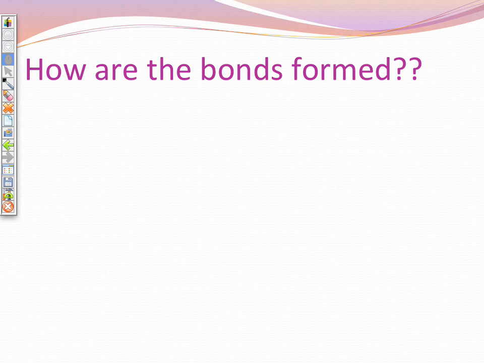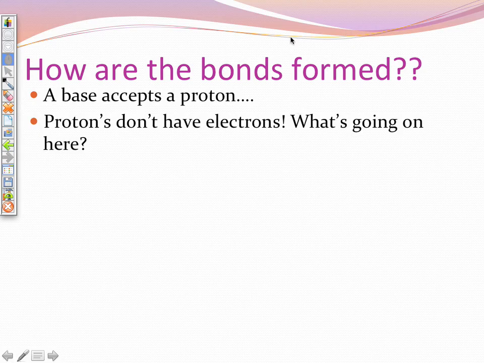Lewis becomes important for us for other reasons. So Lewis said, we know that a base accepts a proton. So a cation, a proton, the hydrogen ion, is going over to whatever our base is. But the thing is, protons don't have electrons. Normally we think if we're forming new bonds, it's because electrons are being involved. But protons, by definition, don't have electrons. So he said, what's going on here?